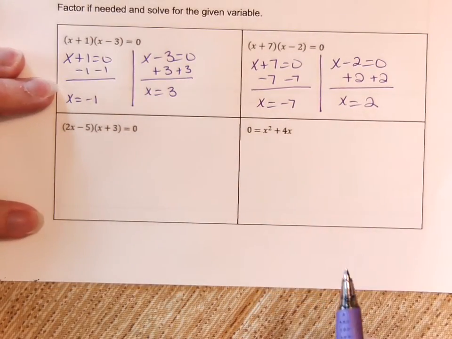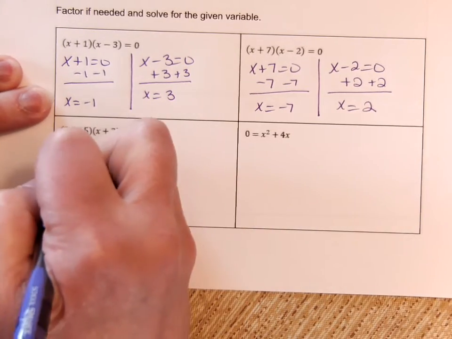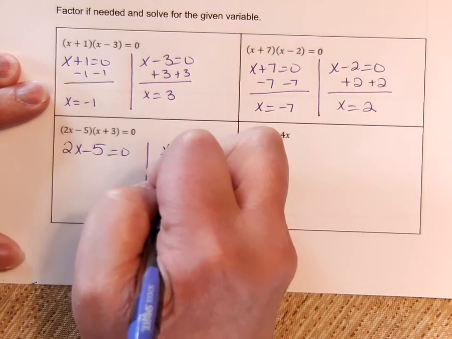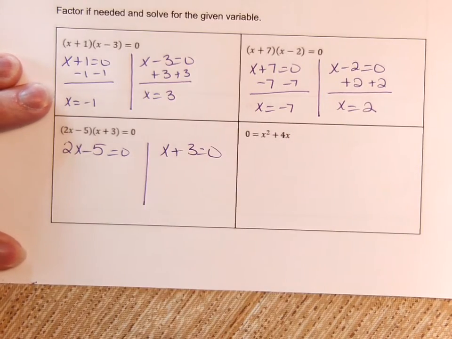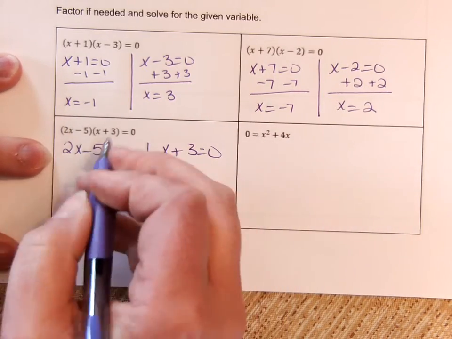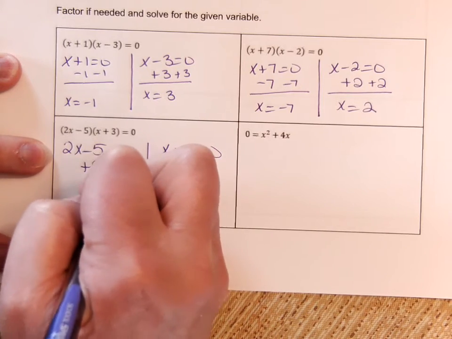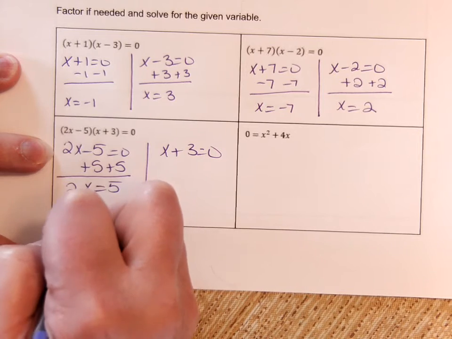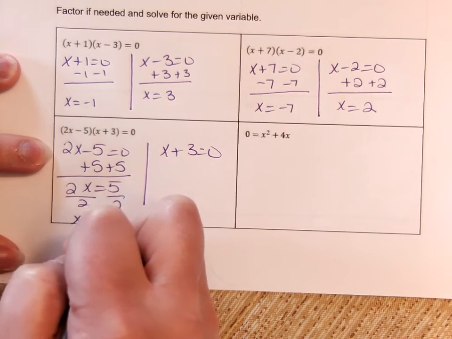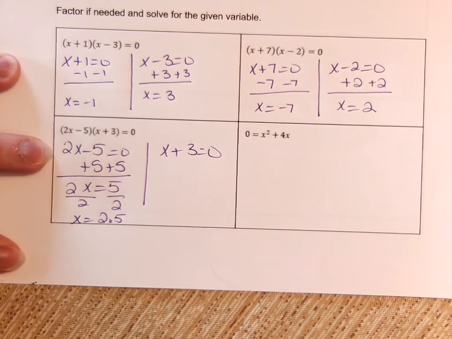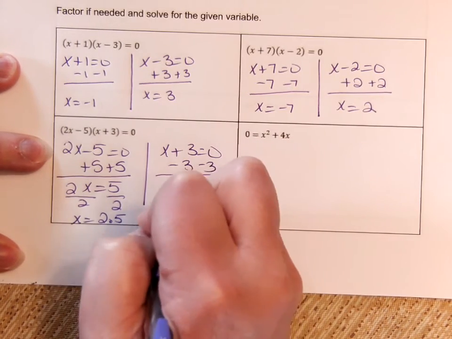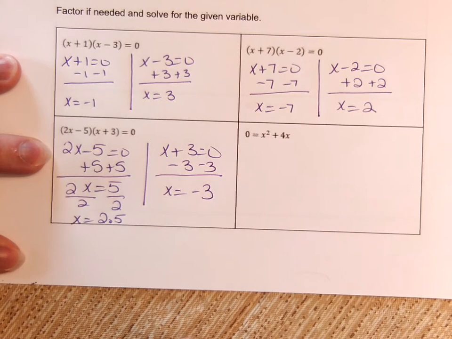All right. Last one that's pre-factored for us. So 2x minus 5 equals 0, and x plus 3 equals 0. All right. So we have a plus 5. So 2x equals 5. Divide by 2, and x equals 2.5. On the right, we're going to minus 3, and x equals negative 3. And we're all done.